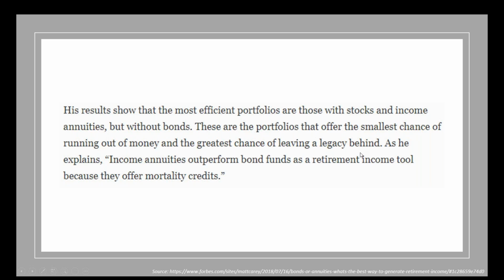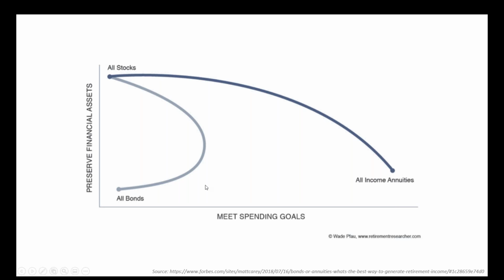Guys, do your clients want to do anything other than those two things? Make sure they don't run out of money, and make sure there's some money left for their kids. What else do they want to do besides that? Income annuities outperform bond funds as a retirement tool because they offer mortality credits.